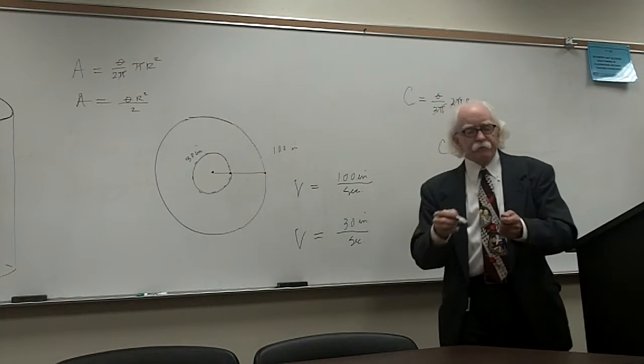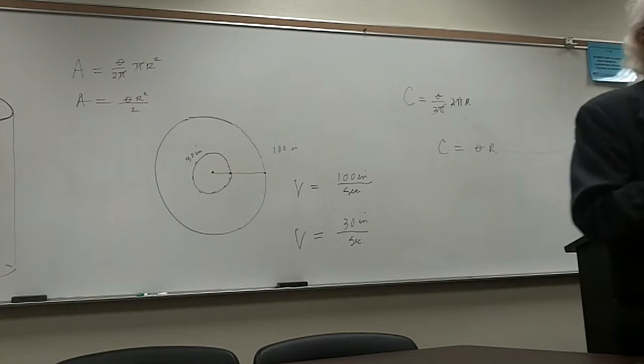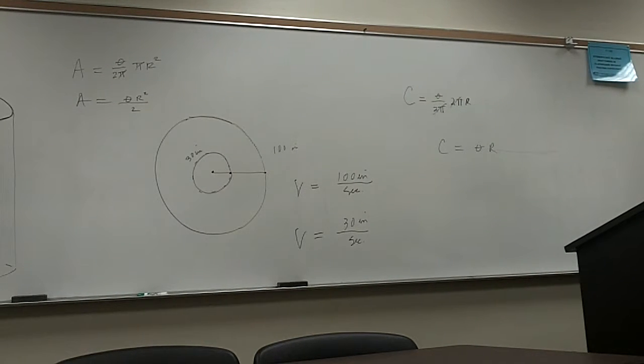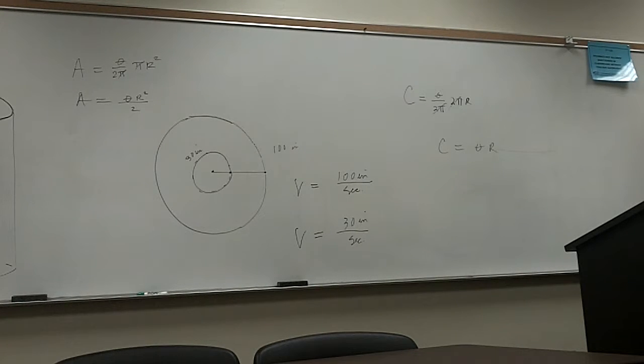That is, if the ladybug falls off, the one on the outer edge is going to hit the ground going 100 inches per second. If the one on the inside falls off, they hit something going 30 inches per second. That's called linear velocity, folks.